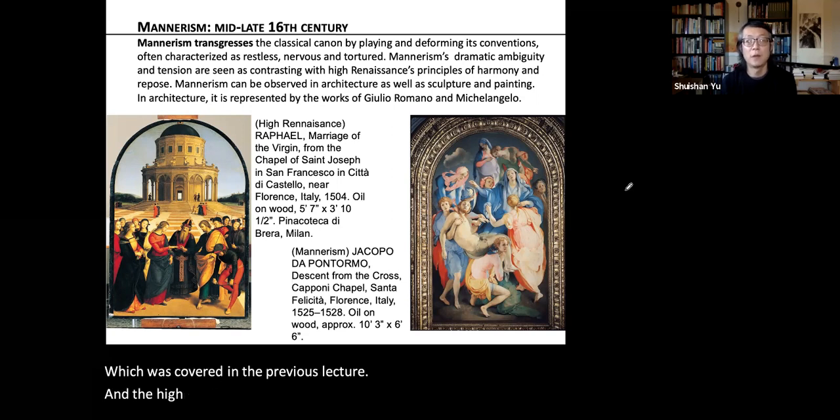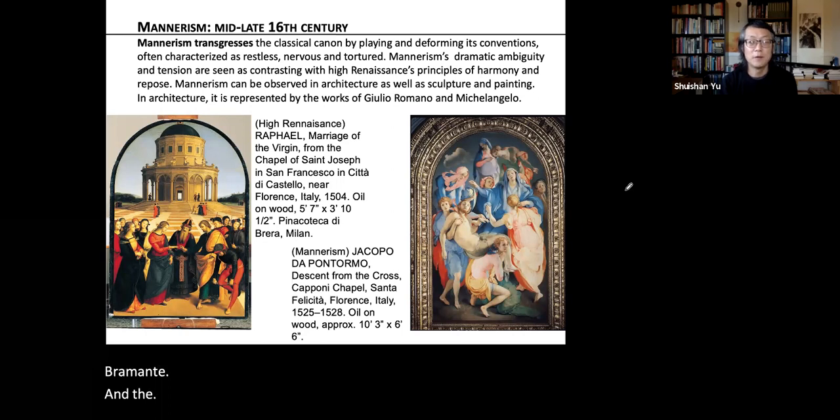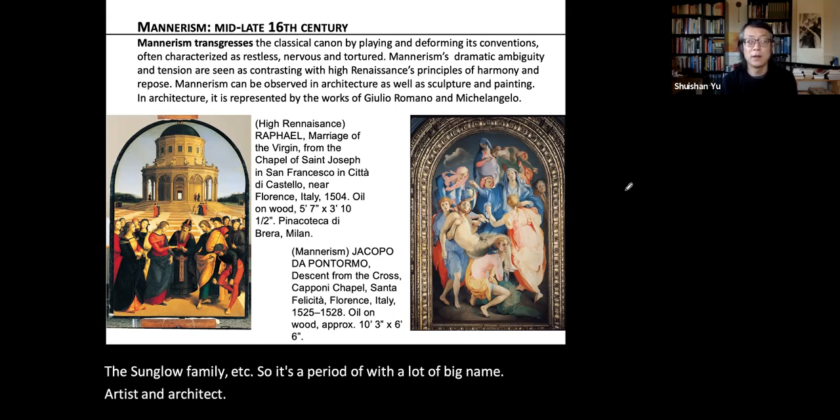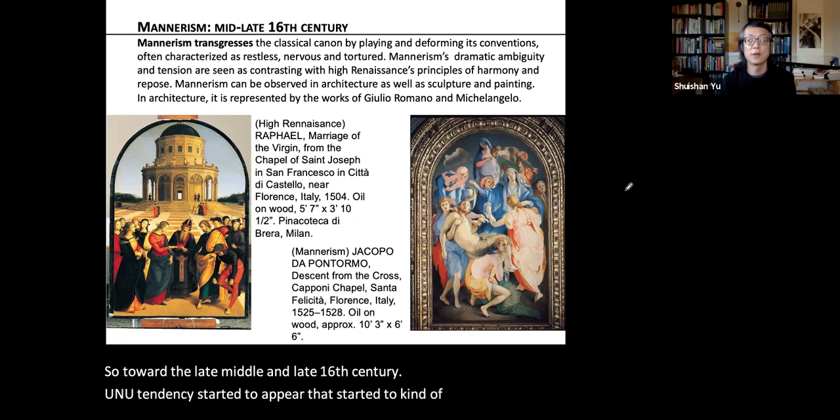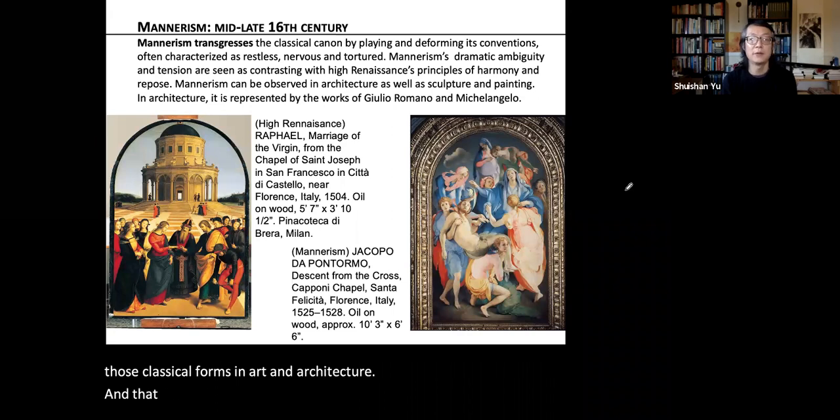And the high Renaissance from the late 15th century to early 16th century. So this period features the careers of Michelangelo, Raphael, Da Vinci, in architecture Bramante, and the Sangallo family, etc. So it's a period with a lot of big name artists and architects. So toward the middle and the late 16th century, a new tendency started to appear that made distortion of those classical forms in art and architecture. And that tendency is called Mannerism.